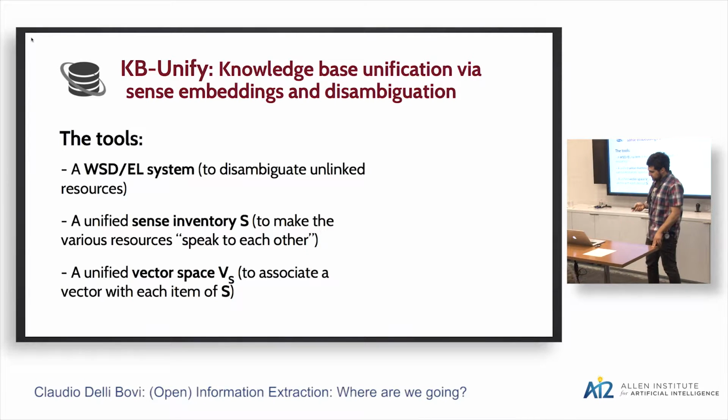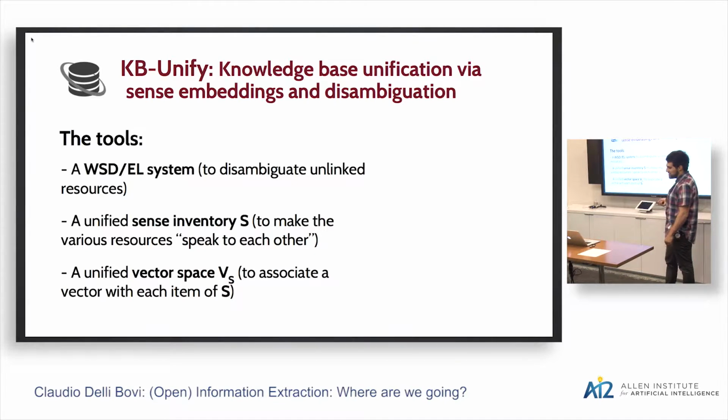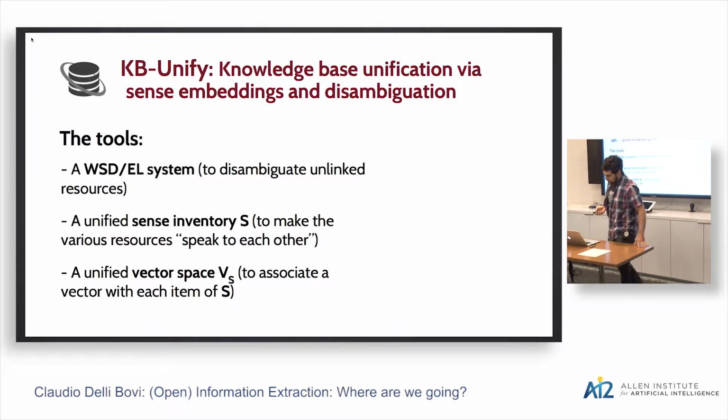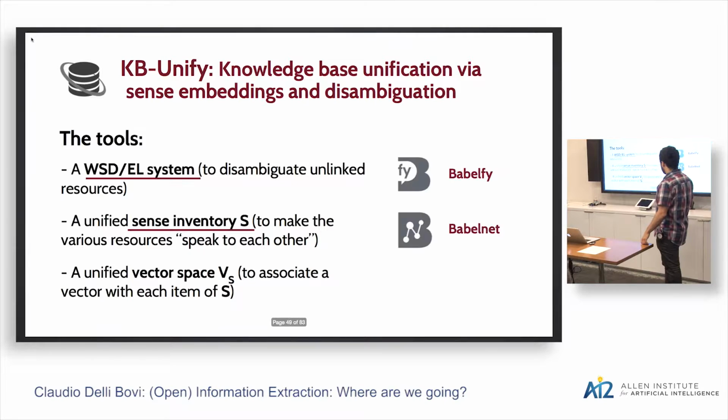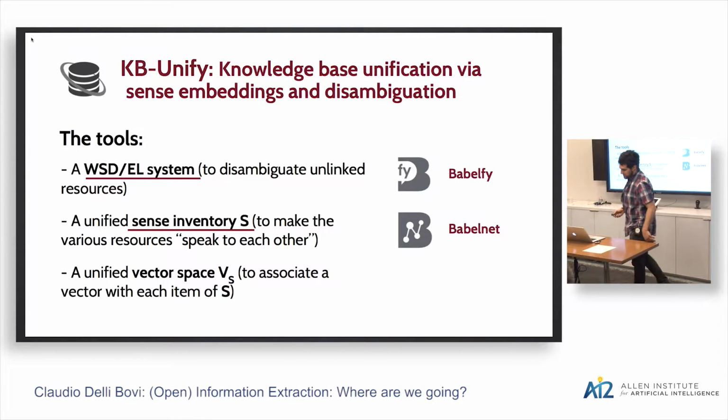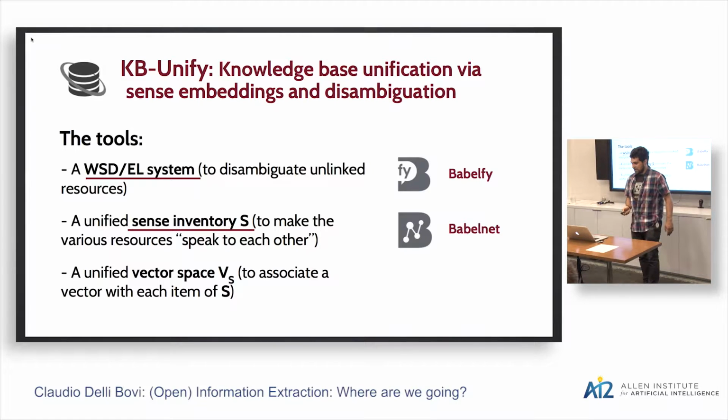And then the key thing here is we're also using a unified vector space model. What do I mean by this? Basically, a model that is able to associate with each element in our sense inventory a vector of real numbers defined in a metric space. And this will be key, as you will see in a moment. Well, the first two tools, you already know them. No need to talk more about them.